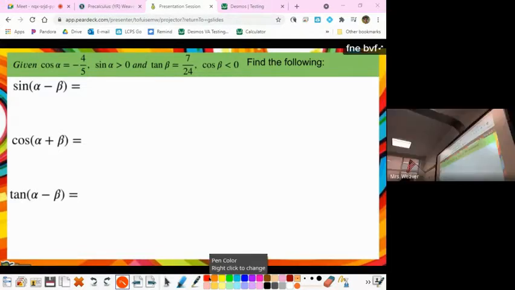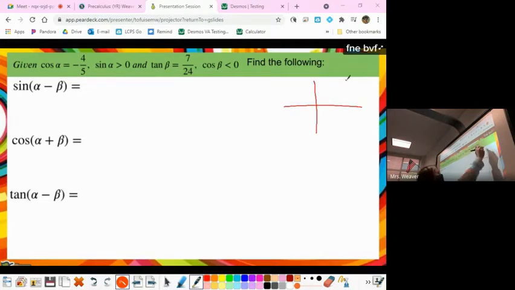So when we're looking at our cosine, our alpha triangle, it says that the cosine of alpha is negative. It's negative 4/5. So I'm going to start drawing my little 4 quadrants, and I'm thinking, okay, where is my cosine negative? Cosine we associate with our x value. So it's not in quadrant 1 and quadrant 4 where it would be negative. It's either going to be quadrant 2 or quadrant 3 because the cosine is negative.